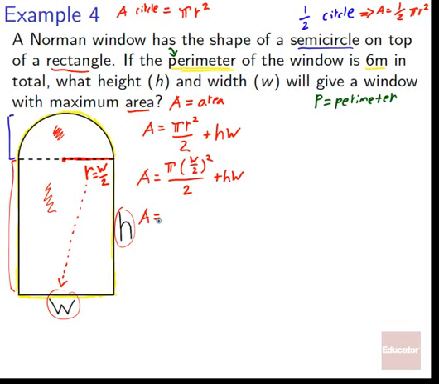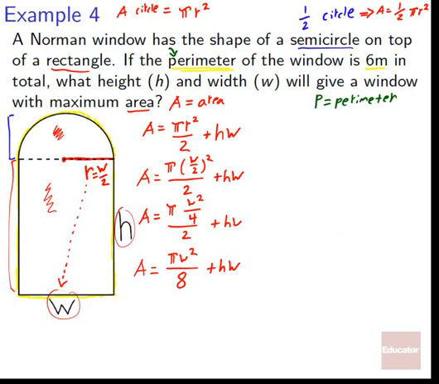Area equals pi times w over 2 squared, that gives w squared over 4, over 2, plus hw. So we've got this whole thing divided by 2, so area equals pi w squared, and we're dividing, so the 4 and the 2 combine into divide by 8, plus hw. Great. So we've got area equals pi w squared over 8 plus hw.